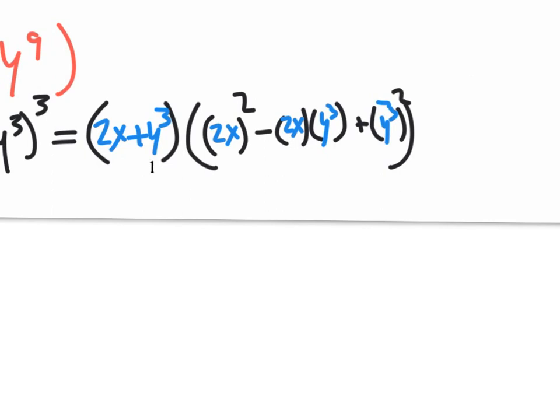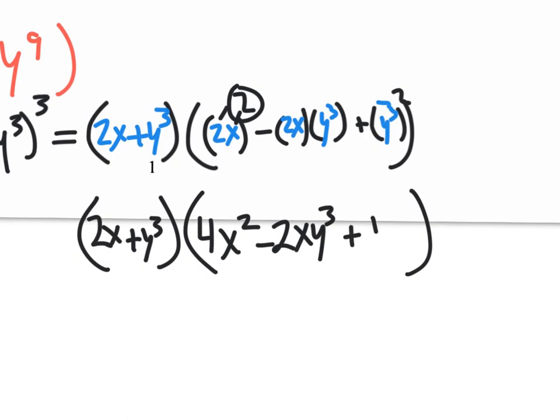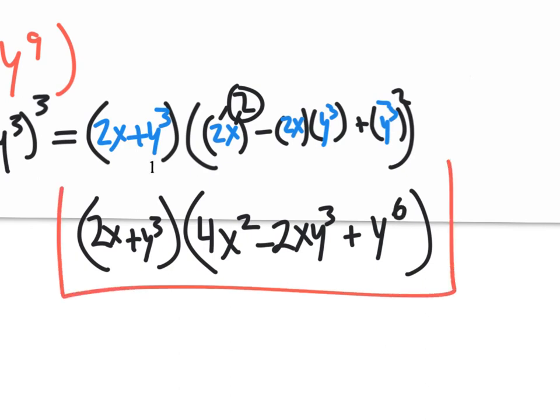So the first part of our answer will be the binomial 2x plus y to the third. The trinomial over here is going to be 4x squared, right? If you take that 2 and put it on the 2 and on the x, it's going to be 4x squared. Now the middle term is going to be a minus 2xy to the third. And the final term in the trinomial will be plus y to the 6th, power to a power you multiply. Ladies and gentlemen, we're done.